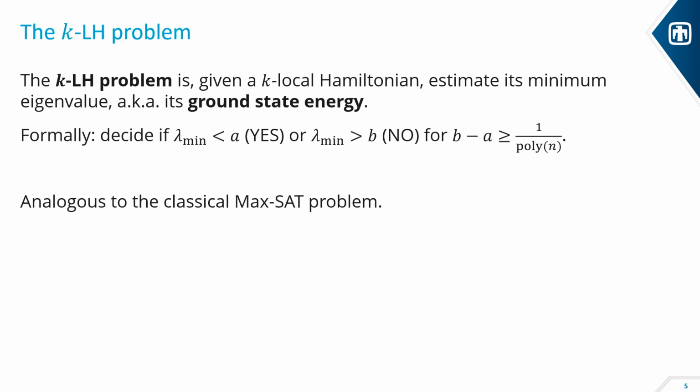The classic problem in quantum complexity theory is the KLH problem, which is, given some k-local Hamiltonian, to estimate its minimum eigenvalue, or its ground state energy. This is analogous to the classical max-SAT problem, in that it is asking how satisfiable is the system? How many of the clauses, terms, or constraints can we simultaneously satisfy? In particular, for the Hamiltonian, how many terms in the sum can we simultaneously achieve a small energy against?